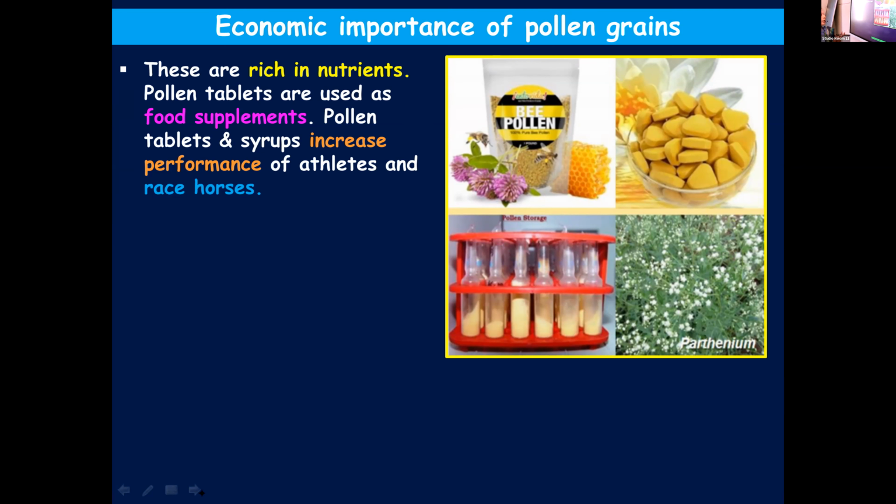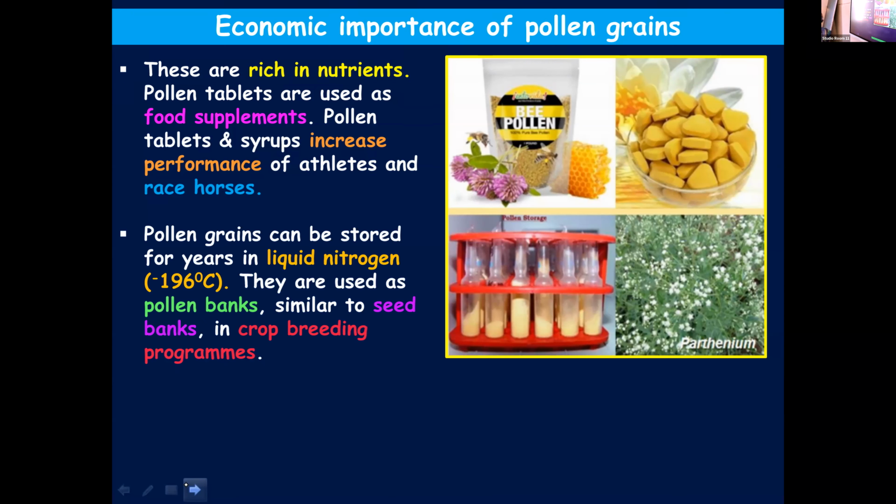So it is very useful in increasing the performance of athletes. In order to provide them vigor, vitality, or to increase their energy, it's highly useful, not only in human beings but even in race horses. These supplements can be provided. So pollen tablets and syrups are used for increasing performance. And the reason for that is they contain nutrients. They are rich stores of nutrients.